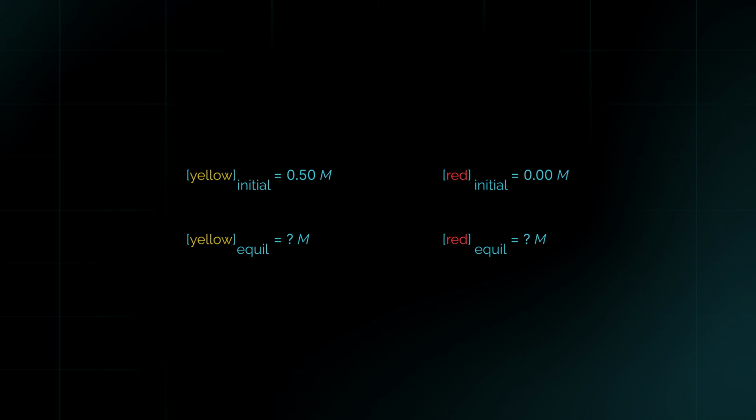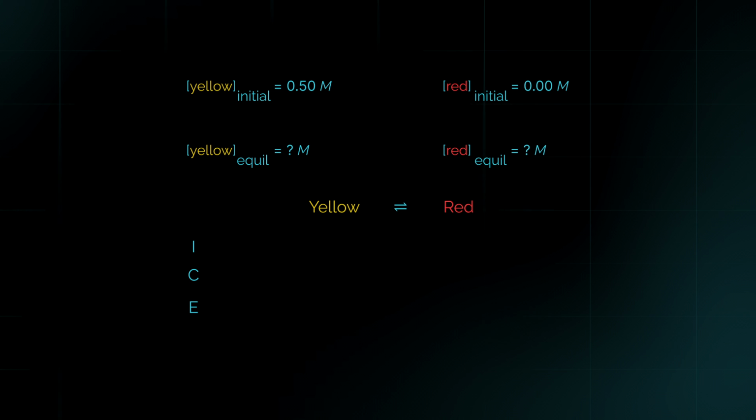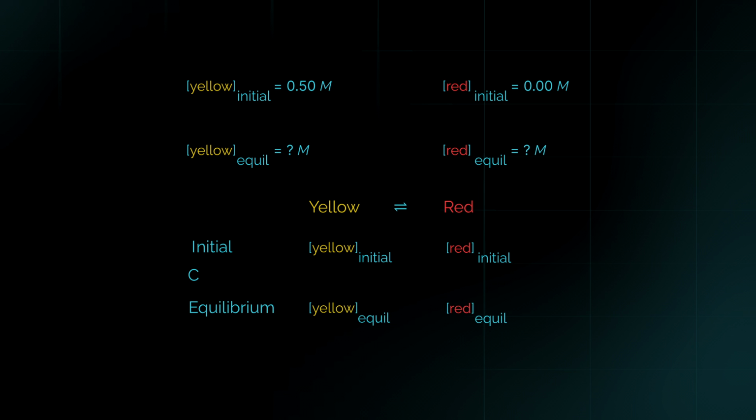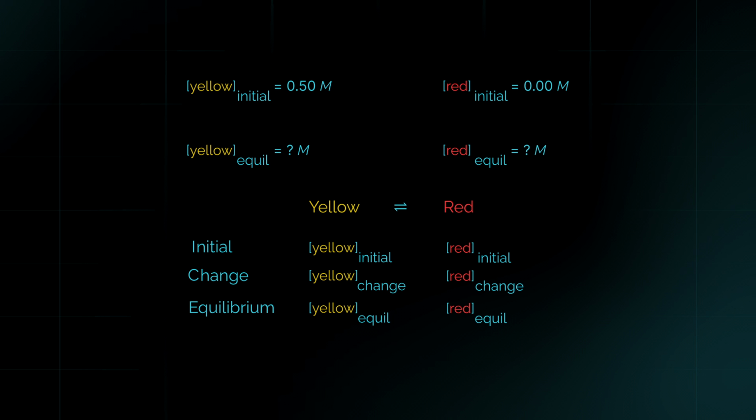Let's start with a high concentration of yellow molecules, 0.5 molar, with no red molecules at all. How can we figure out the concentrations at equilibrium? We need a way to connect these values to our initial concentrations. A great tool for this is an ICE table. The top row shows the initial amounts. The bottom row gives the equilibrium amounts. And in between, we track the changes that happen as the system moves toward equilibrium.